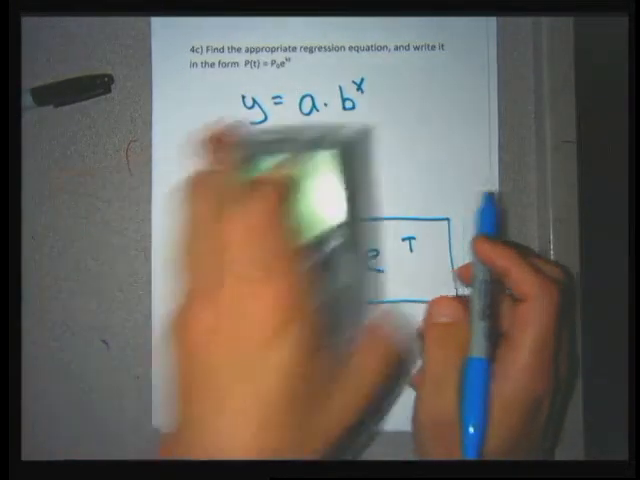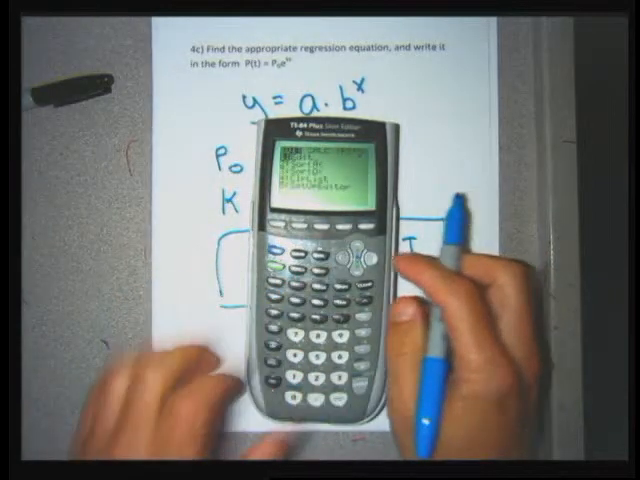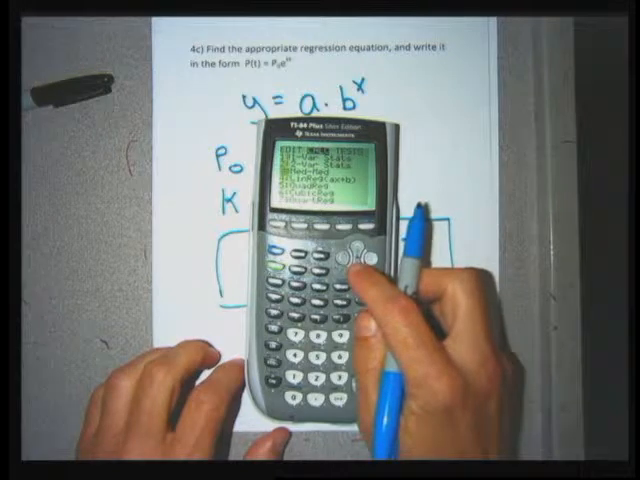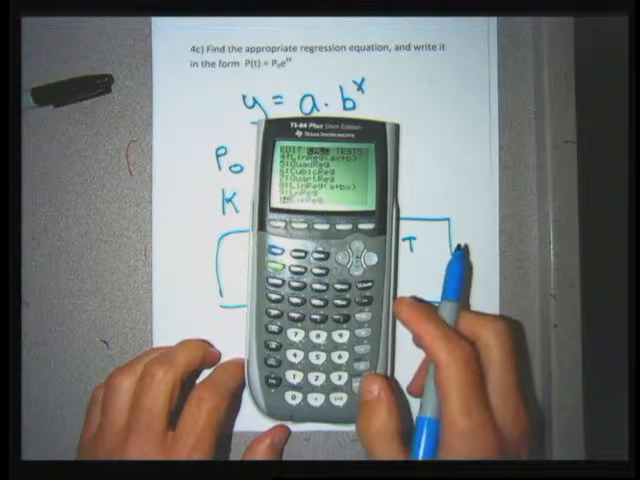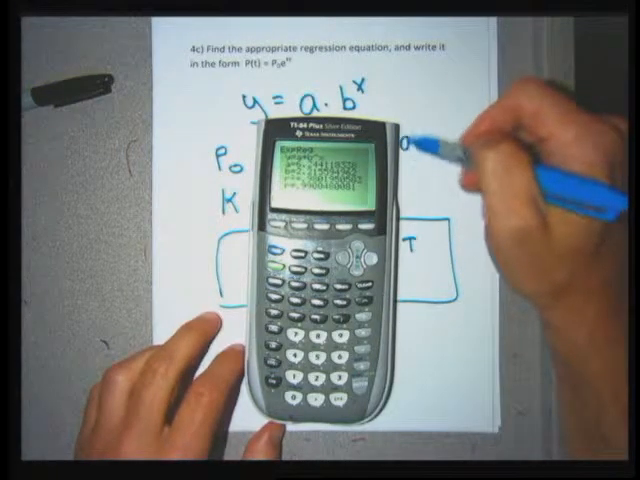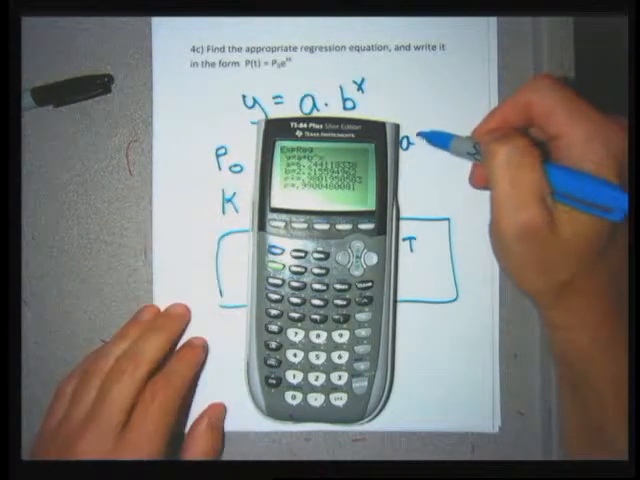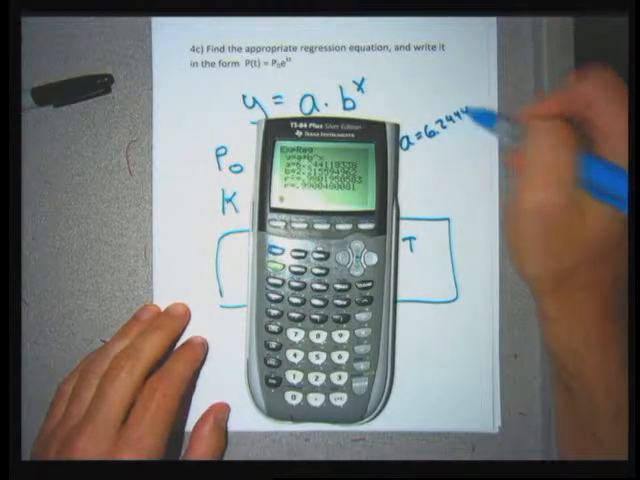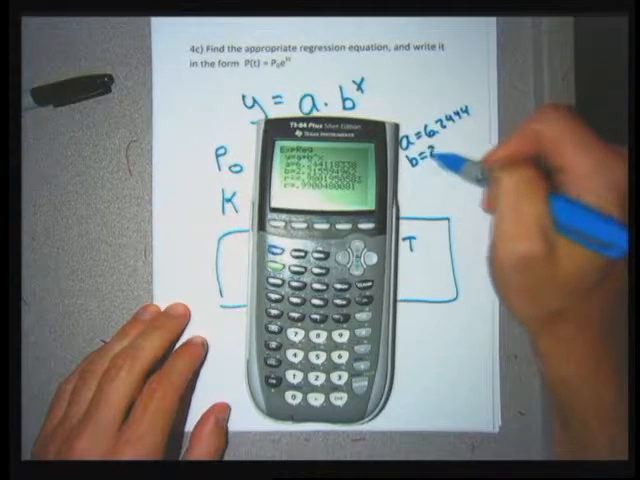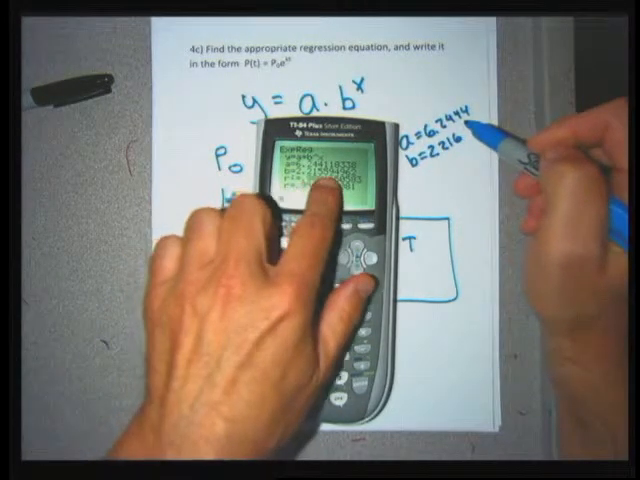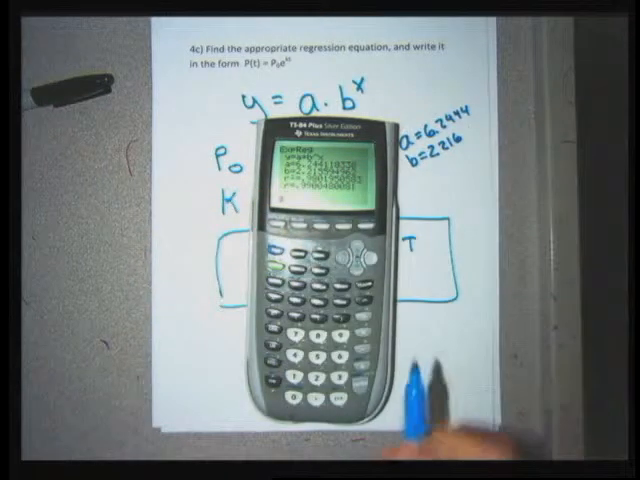So now I'm going to hit stat, go over to calc, go down to exponential regression, which is option 10 or option 0 it looks like. Hit enter twice, and I'm told that the a in the equation from my calculator is 6.244, and that the b is 2.21, and I'm going to round to 3 decimals. Since it's 2155, I'm going to write 2.216.